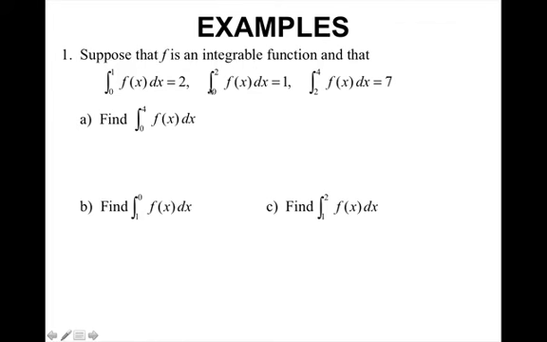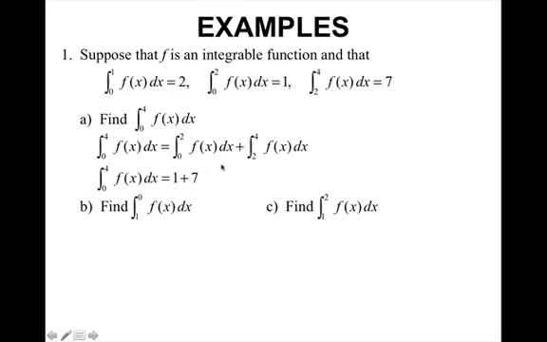Notice this piece goes from 0 to 2, and this piece goes from 2 to 4. So that means we have to use that property where we can take two of the smaller pieces of area and add them together to give me the larger area. So that means I have 1 plus 7. So the area would be 8.